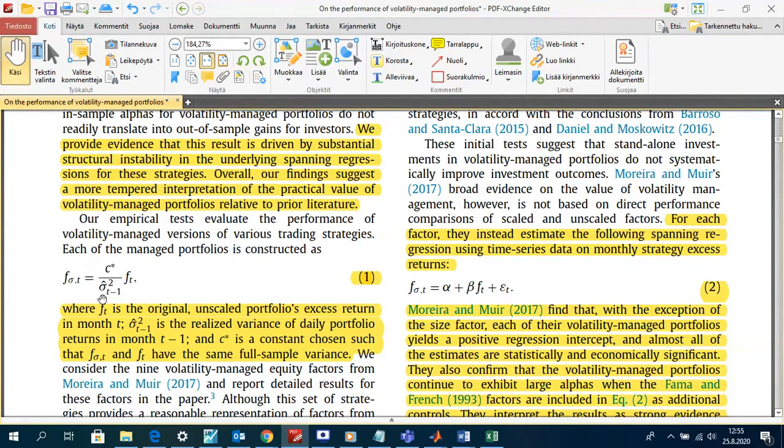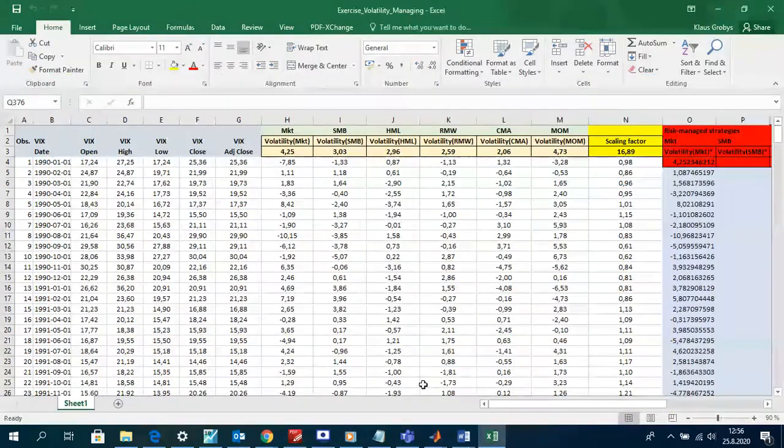And I told you already during the lectures that there are different estimates that one could use for coming up with a scaling factor. There are different papers and different approaches to estimate this scaling factor that you use to multiply the factor. This scaling factor basically leverages or deleverages the position kept in this portfolio, f_t. In the example that I will now show you, I have an Excel file where I have data of the VIX, the VIX volatility.